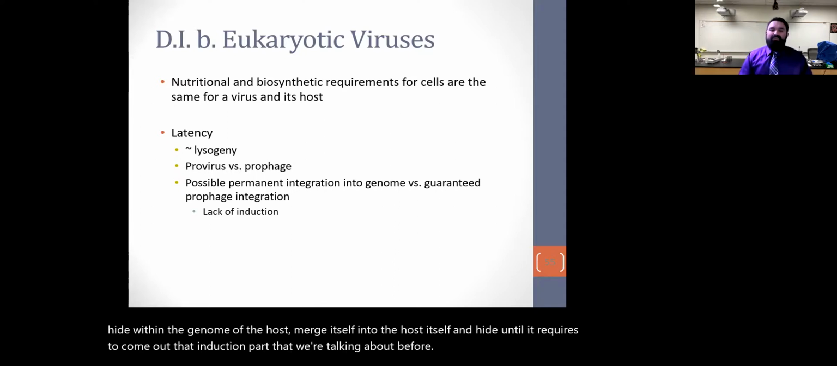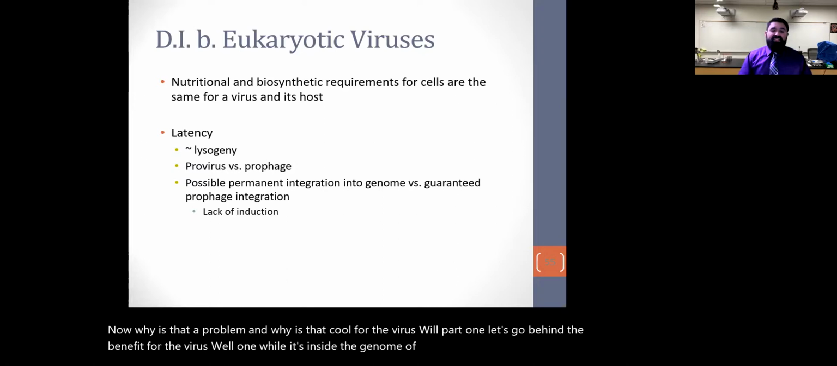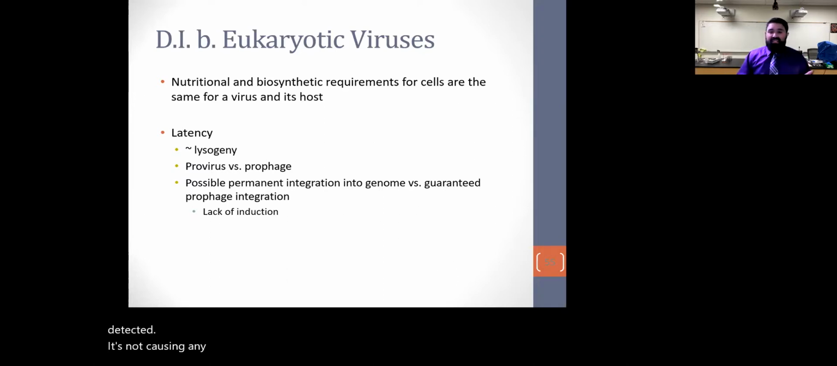Now, why is that a problem? And why is that cool for the virus? Well, part one, let's go behind the benefit for the virus. One, while it's inside the genome of the host, it doesn't get detected. It's not causing any havoc. It's not destroying anything. It's not harming anything. So the host immune system doesn't really need to go after it.